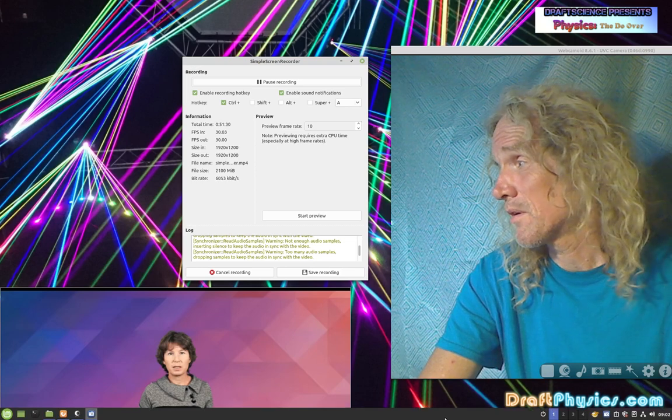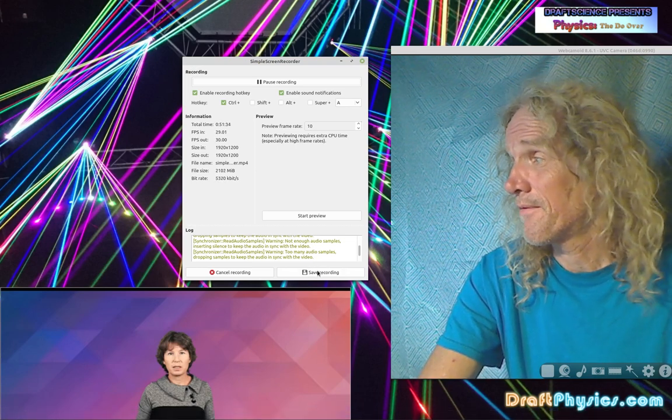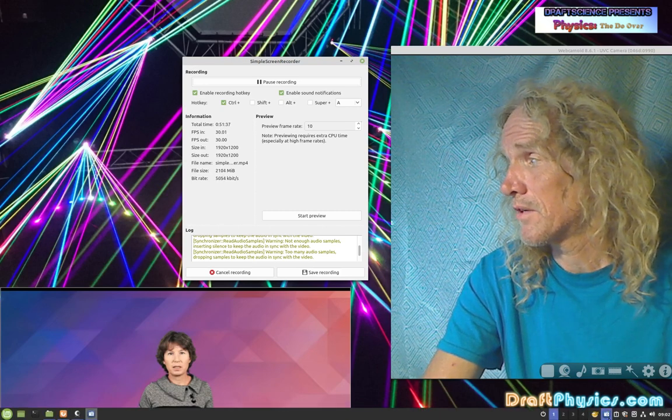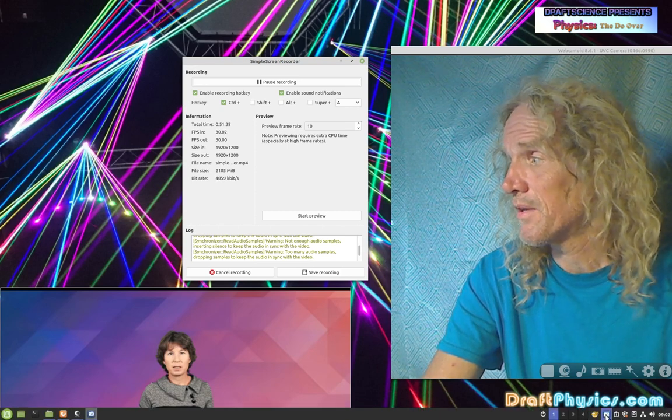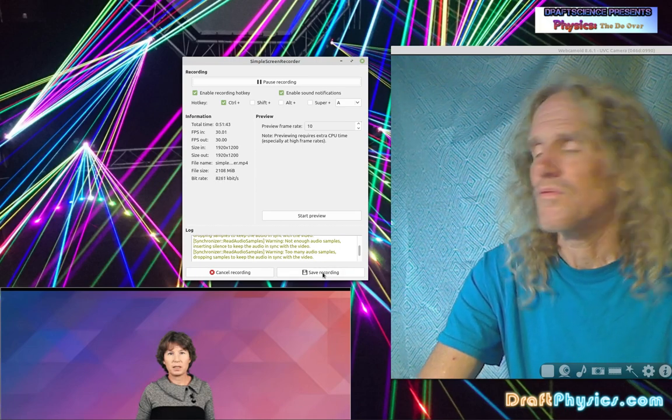If the icon worked, I wouldn't have to do this. It's still broken. So if anybody knows how to get that fucking, see the little icon over here should have a little red dot on it or do something to indicate it's recording. It just doesn't do it. That's really irritating.